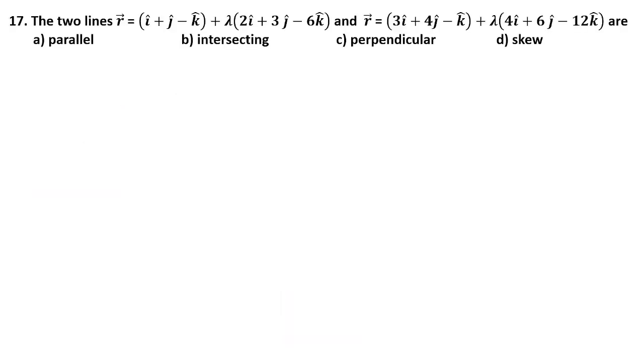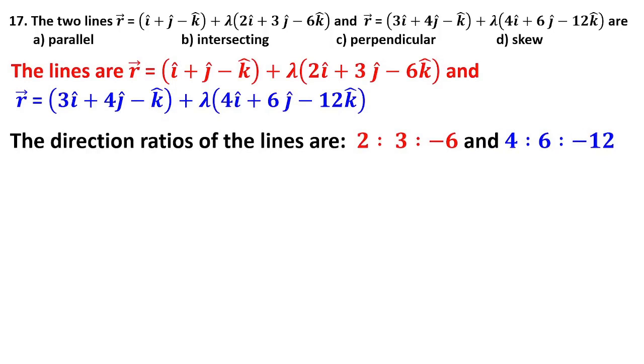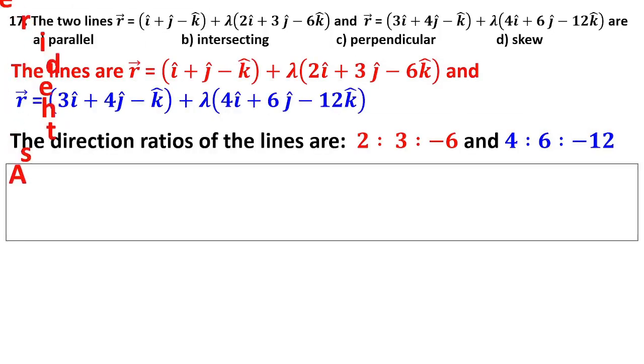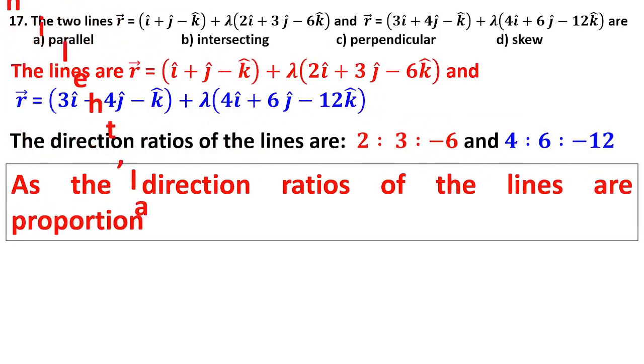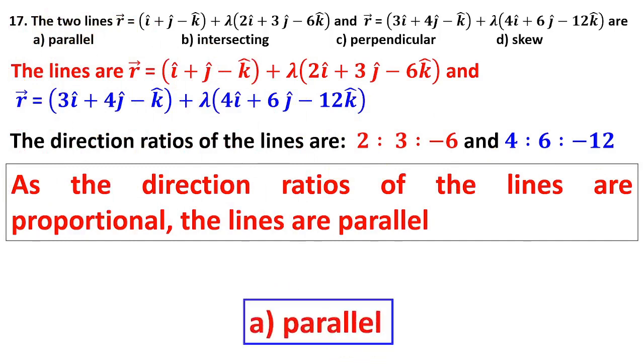The two lines are given and we have to check what is the nature of these lines, whether they are parallel or intersecting or perpendicular or skew. We are checking the lines. We are finding their direction ratios 2, 3, minus 6, 4, 6, minus 12. By inspecting them, we are finding that the direction ratios are proportional. When they are proportional, the lines are parallel. Therefore, it is parallel. 2, 4, 3, 6, minus 6, minus 12. 2 by 4, 3 by 6, minus 6 by minus 12 are equal.